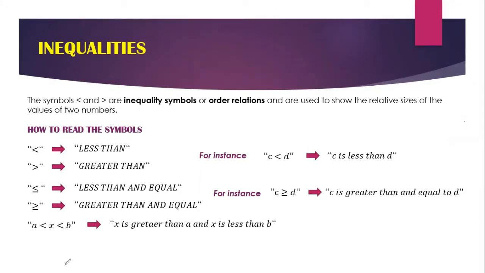Okay, so this is the trick for how to read this one. You have to read from the middle to the left, and one more, you have to read from the middle to the right. So, X is greater than A, and X is less than B. Is it clear, everyone?